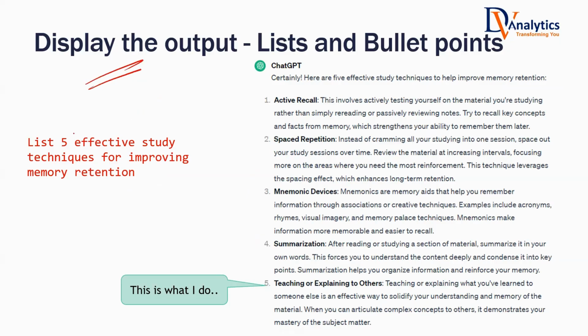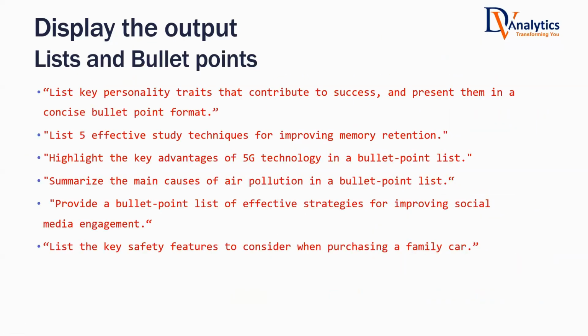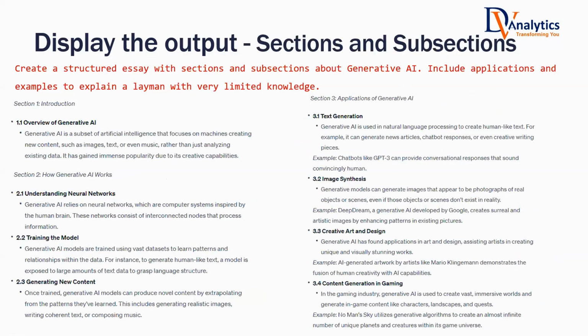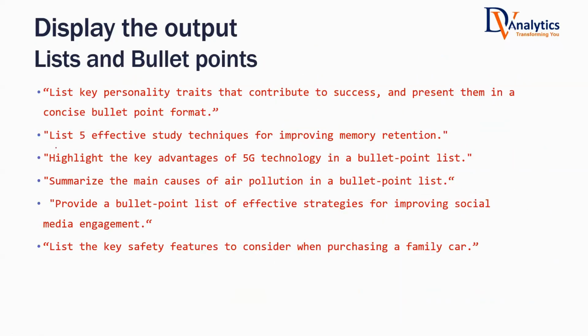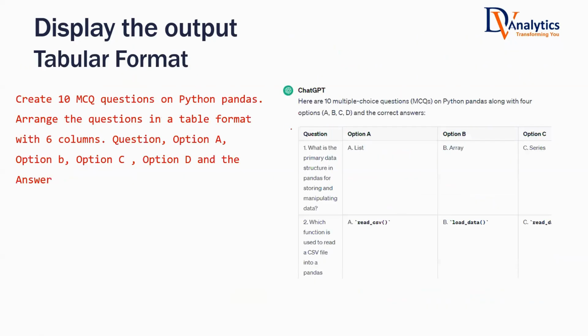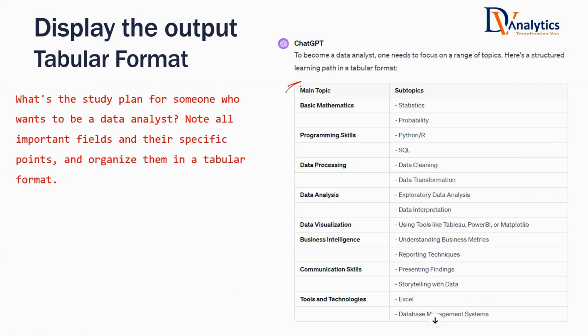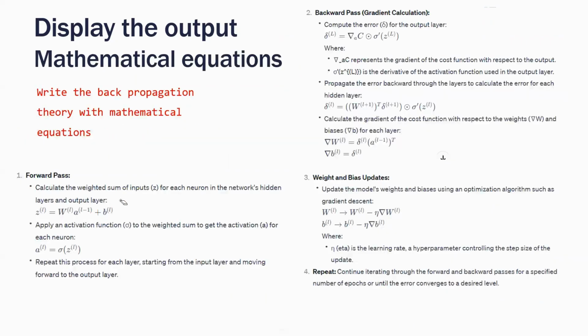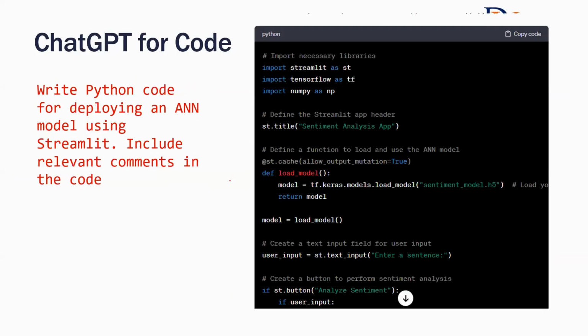So display output format is the next one. Whatever format you are thinking of in your mind, you have to clearly explain it. You can display it as bullet points, as sections and subsections, or as tabular values. You can ask ChatGPT to display as tabular values, in markdown format, or in LaTeX format. There are different formats you can ask it to display. Code will be displayed in code format anyway by ChatGPT itself.